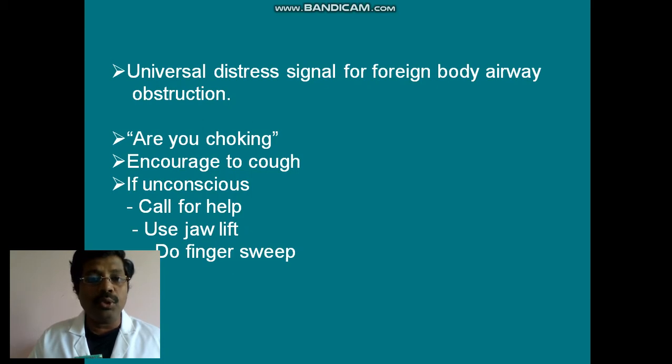If the patient is able to show some body language, then you can understand this is choking, so encourage them to cough immediately. If the adult patient is unconscious, call for help, use a jaw lift and do a finger sweep of the oral cavity, and you can remove the foreign body if it is there and obstructing the airway.